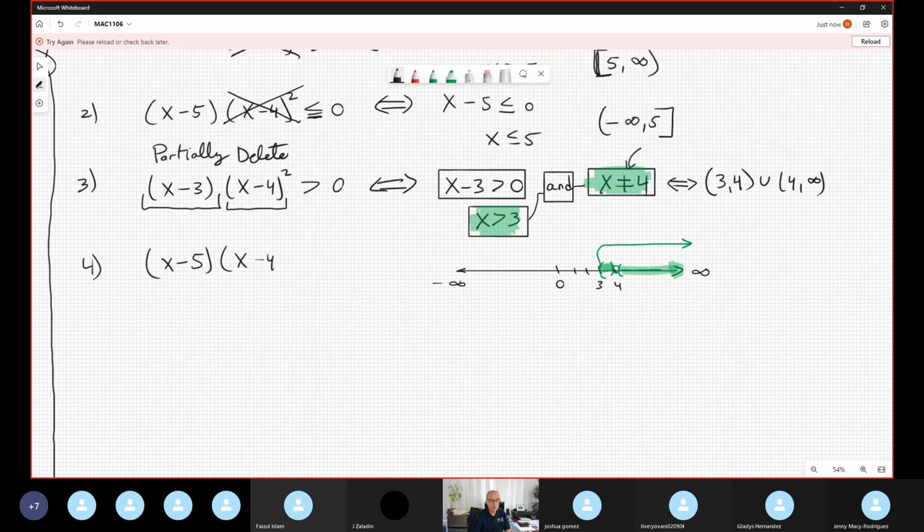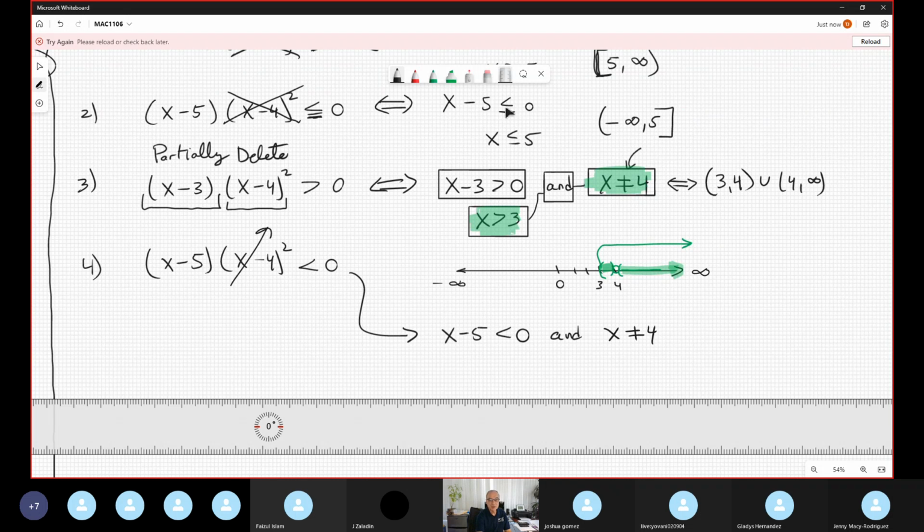A similar situation happens when you have, for example, x minus 4 squared. I always copy x minus 4 squared, but in general it's x minus something squared, less than 0. This is equivalent, the same thing. You understand, this factor is canceled out, deleted, but partially. You copy x minus 5 less than 0 and not 4. Okay, we have a compound inequality. The rest is easy for us.